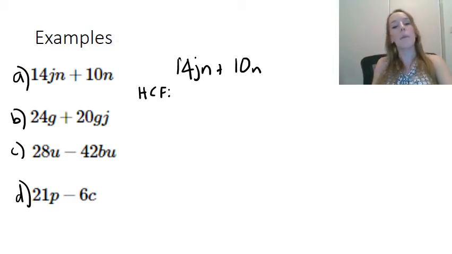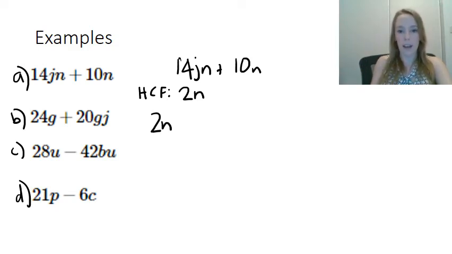So looking at our numbers, 14 and 10, what is the highest common factor to those? So our highest common factor of 14 and 10 will be 2. Then we're going to look at our pronumerals. Are there any pronumerals in common? Yes, they actually both have n. So our highest common factor would be 2n. So then we're going to write our 2n outside our brackets. Inside our brackets, we're going to rewrite each of these and divide them by our highest common factor.